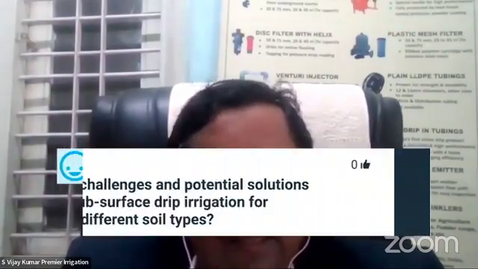Okay. And what are the challenges and potential solutions in adopting this? The challenges will be, first is the economy part of it. What are the challenges and potential solutions in adopting this irrigation for sugarcane in different soil types? Yeah, the main challenges that will come in is if it's a sandy or a sandy loam soil on top, there's no problem. If it is going to be a very heavy clay soil, then I would not recommend. I would recommend you to go only for a surface drip irrigation.